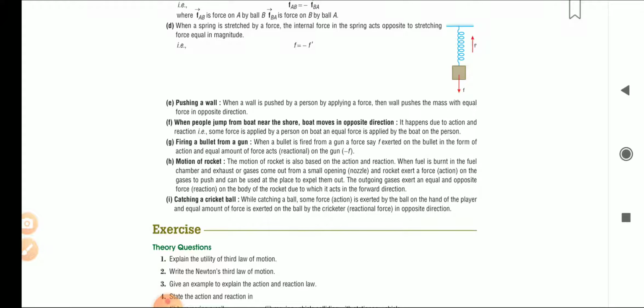Catching a cricket ball. While catching a ball, some force is exerted by the ball on the hand of the player, and an equal amount of force is exerted on the ball by the cricketer in the opposite direction. So equal and opposite forces are acting here.